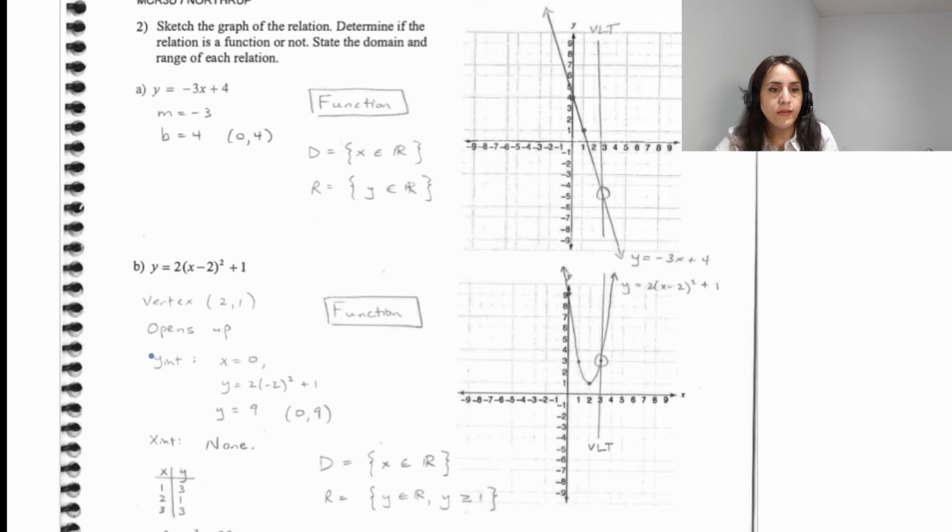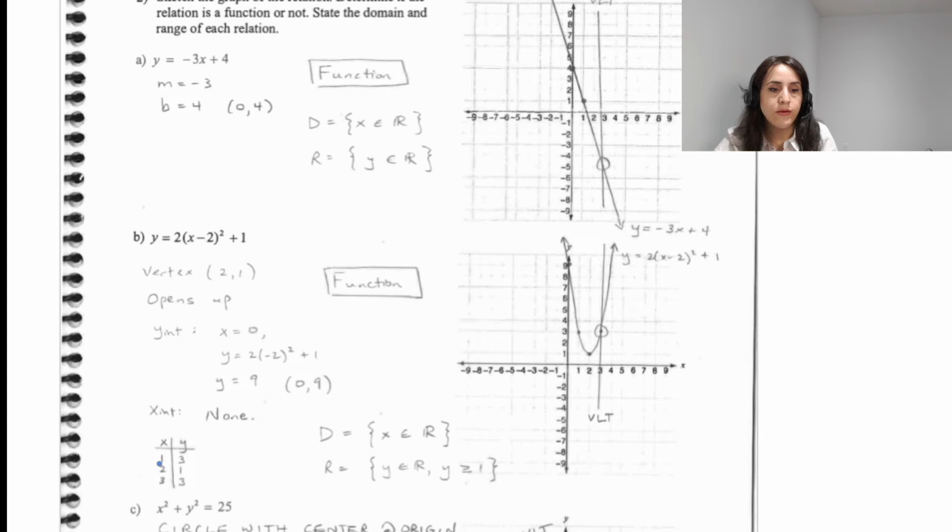The vertex is (2, 1). It opens upward. There is a y-intercept at 0. Here I calculated the x-intercept and y-intercept. There is no x-intercept, because it opens upward from this point and doesn't hit the x-axis. I also made a table of values with 1 and 3. Since the vertex is at 2, the best way is to plug in one number before and one number after the vertex. Okay, I have these 3 points, and this is the shape.